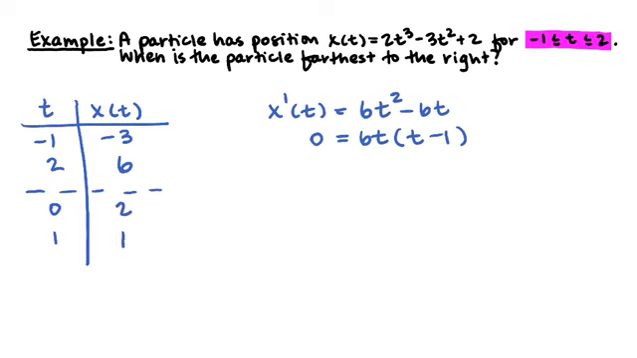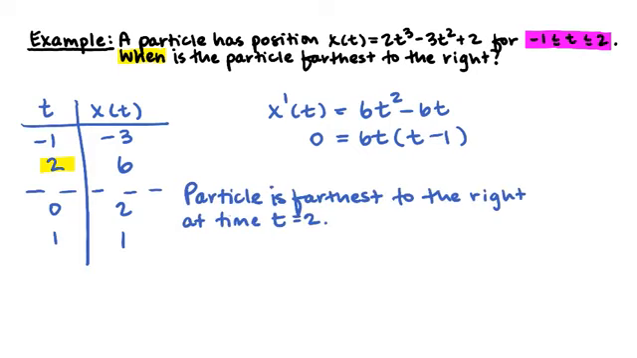So the particle is farthest to the right at x equals 6. But if you read the question closely, it's asking when is the particle farthest to the right. Specifically, the important part being when, which is going to be a t value. So it's going to be at t equals 2. So you could say something like, particle's farthest to the right at time t equals 2.